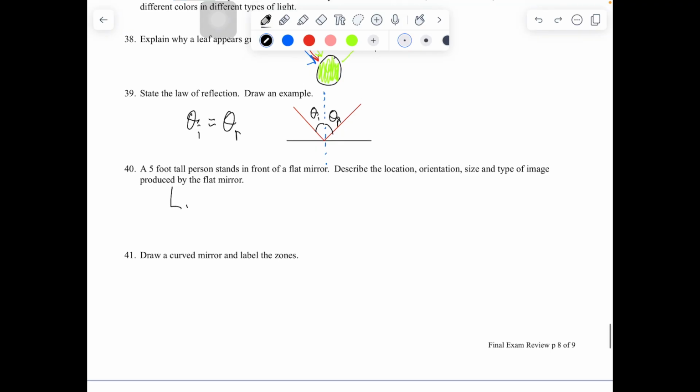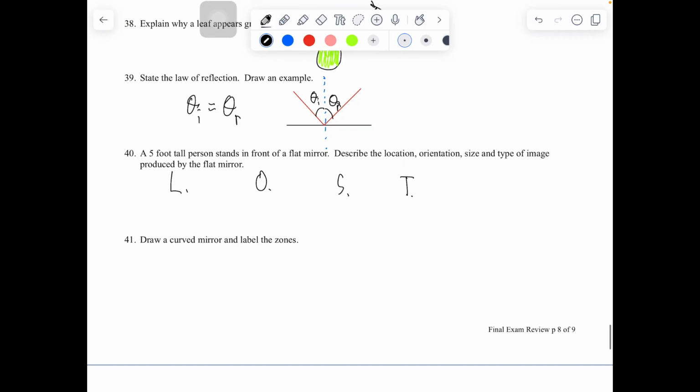It will be right side up. Since it's a flat mirror, that's the orientation. The size is that it will be 5 feet tall, same size as the object. And the type is that it will be a virtual image.